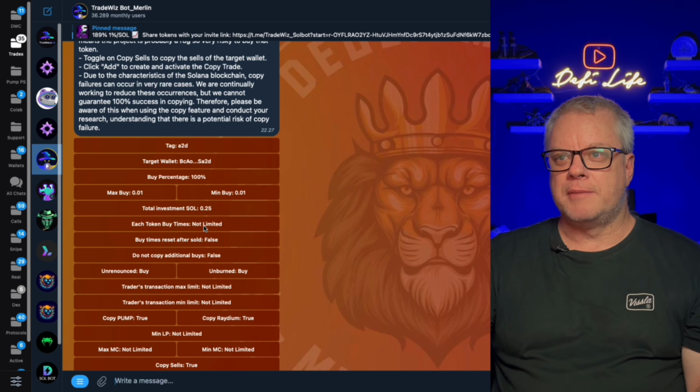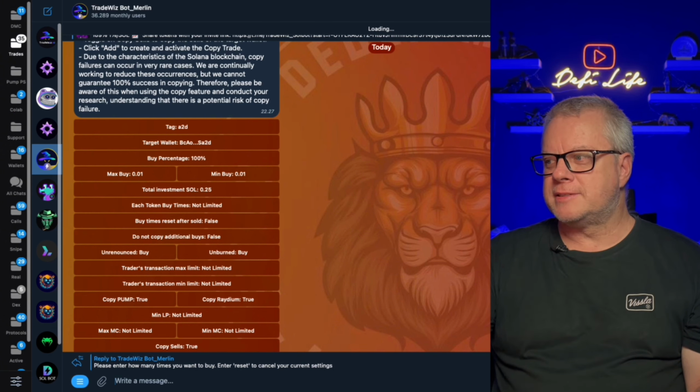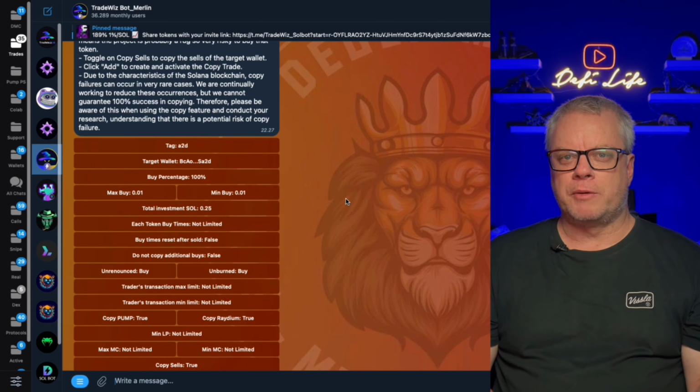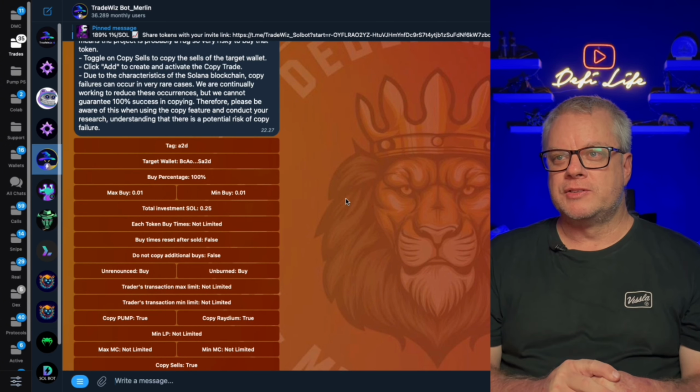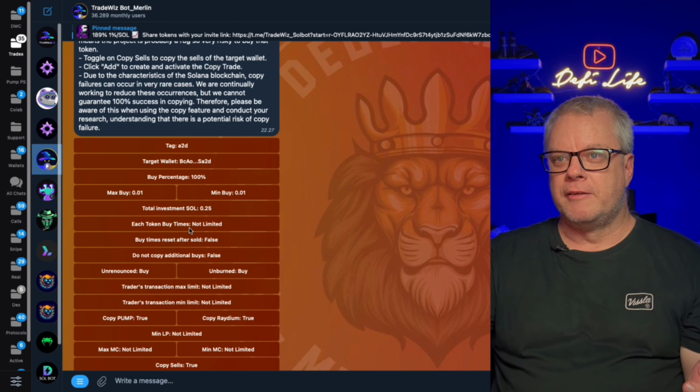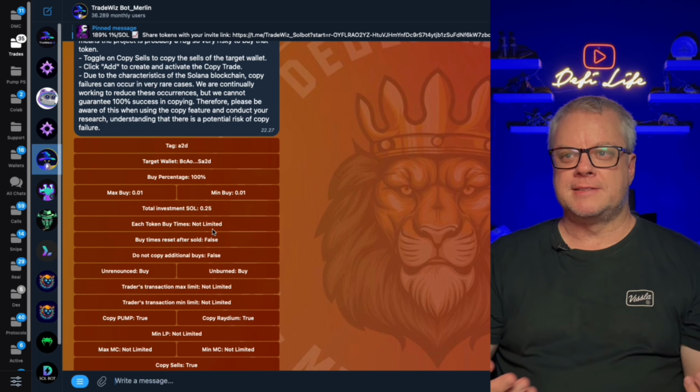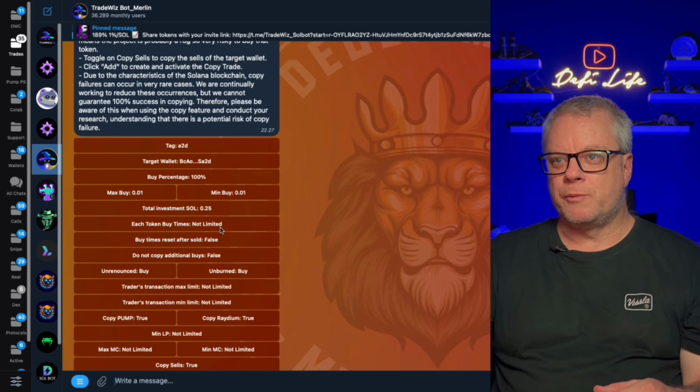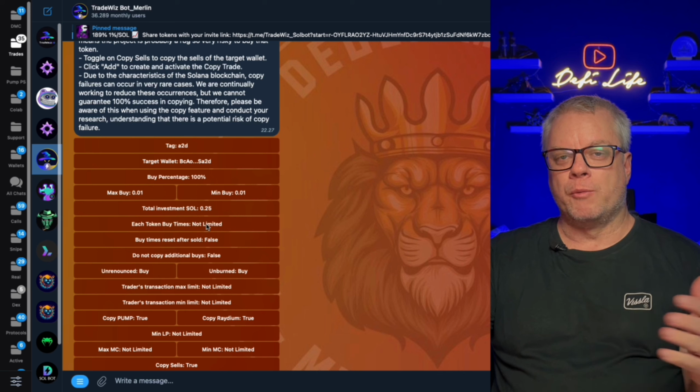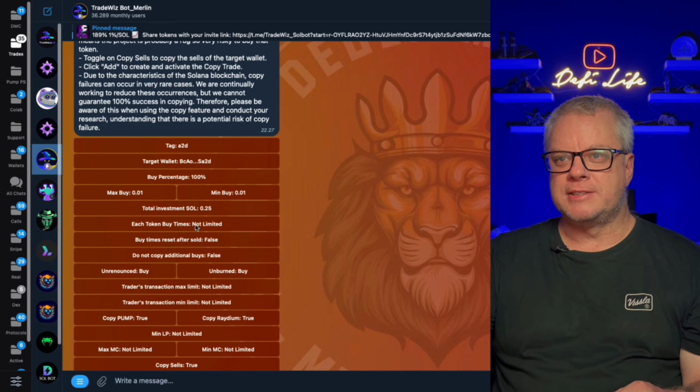Each token buy times, not limited. For tests, I don't normally worry about this. I want to follow the steps this trader makes, so I'm just going to leave that blank for now. For most of my trades that do scale up, I sometimes limit that depending on the results of my tests, of course. If I do limit that, it's usually 1 token, each token buy times 1 time. But for tests, I'll leave that as is. Buy times reset after sold, I'll also leave that false. Do not copy additional buys, false.